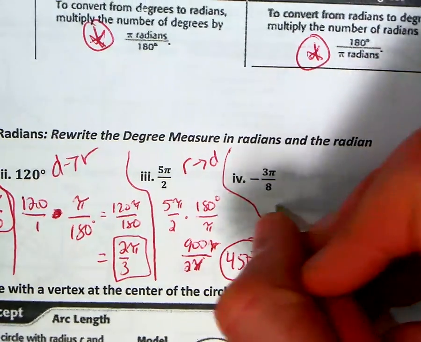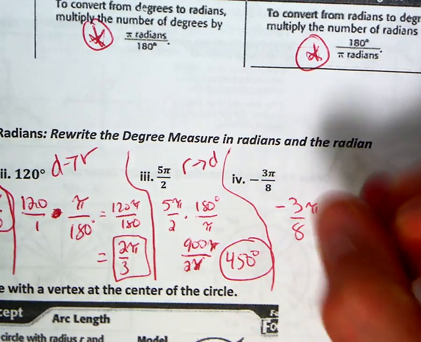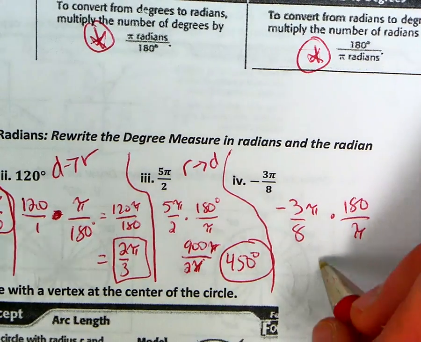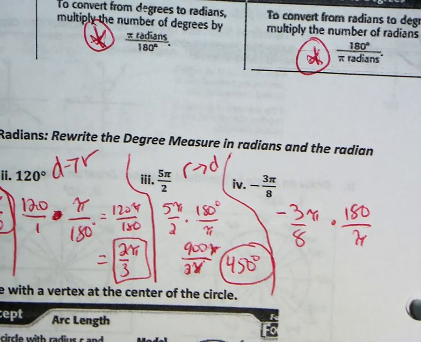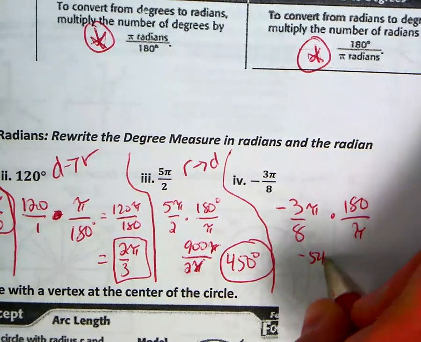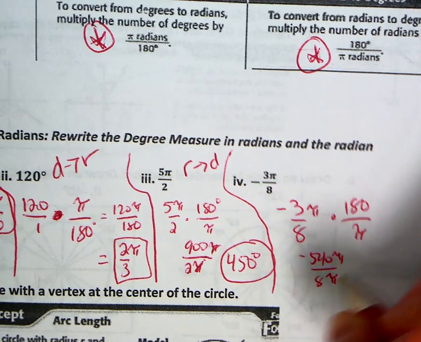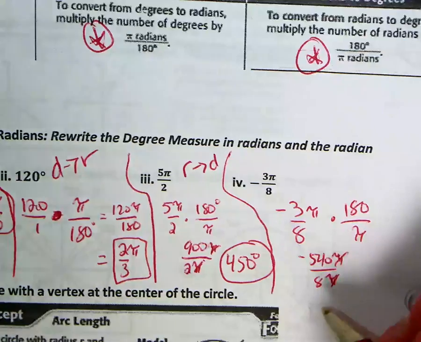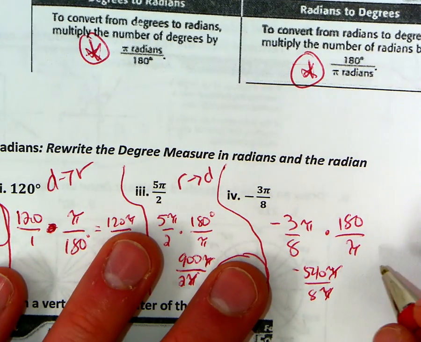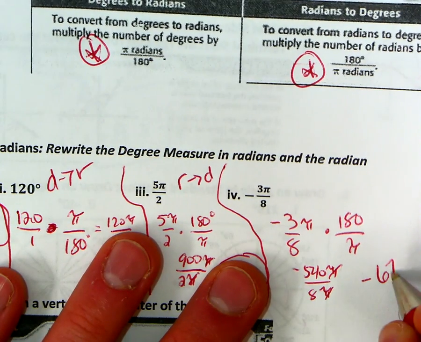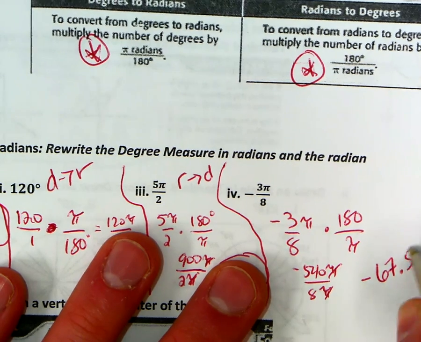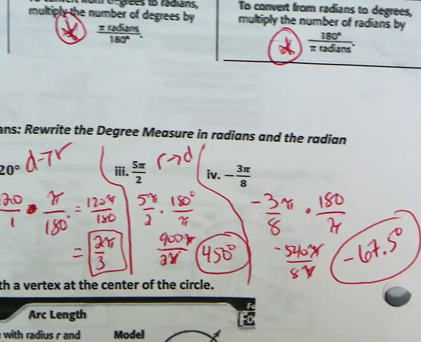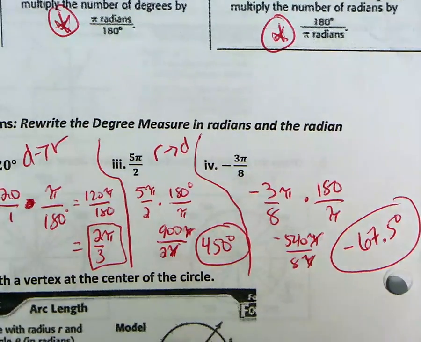Then we have, again, the last one, negative 3 over 8 pi, times that with 180 over pi, so you get negative 540 pi over 8 pi. Pi's cancel out. And you get negative 540 divided by 8 is negative 67.5 degrees. So that's basically how you do those problems. Those are the most important ones.